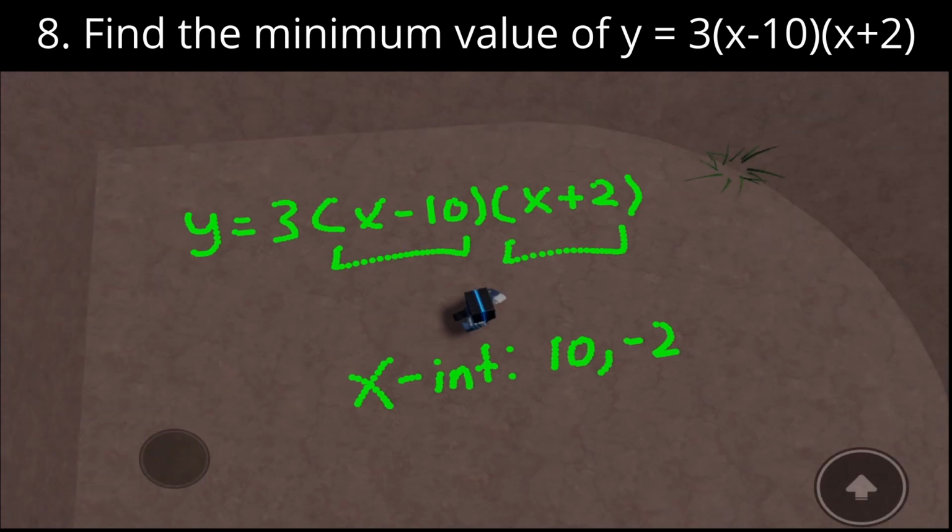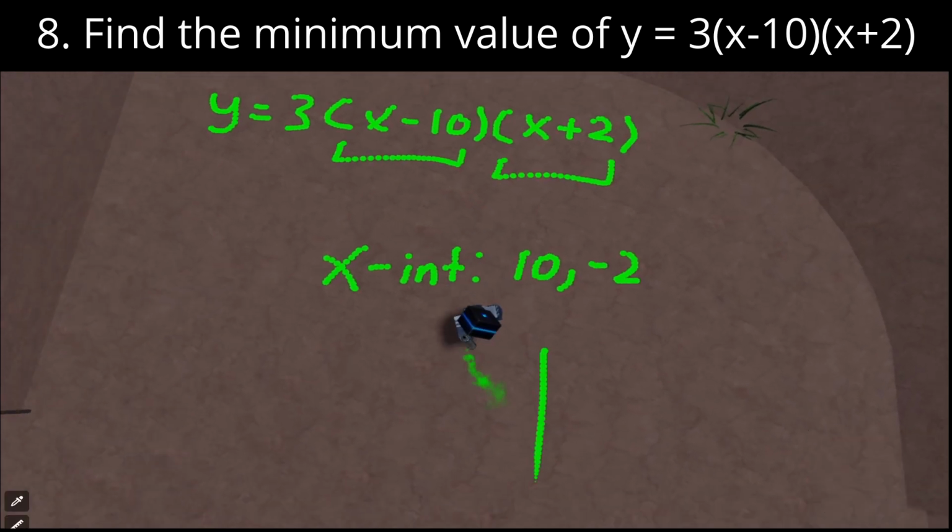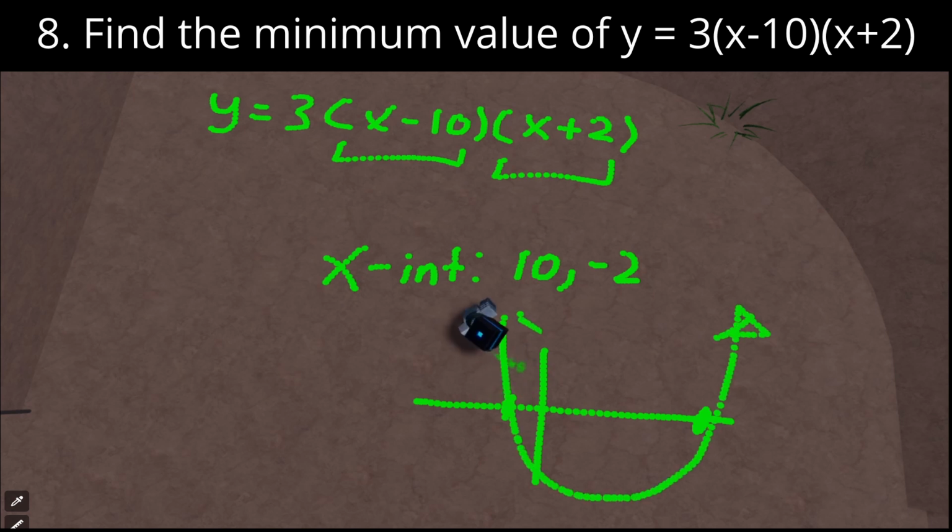Let me just sketch a picture for you again. So plus 10 is maybe over here, minus 2 is maybe over there, and this parabola faces upwards. So maybe it looks something like that. And notice that the vertex, its x-coordinate is halfway between those values. So what you need to do is take the average of those x-intercepts. That gives you the x-coordinate of the vertex of the parabola.